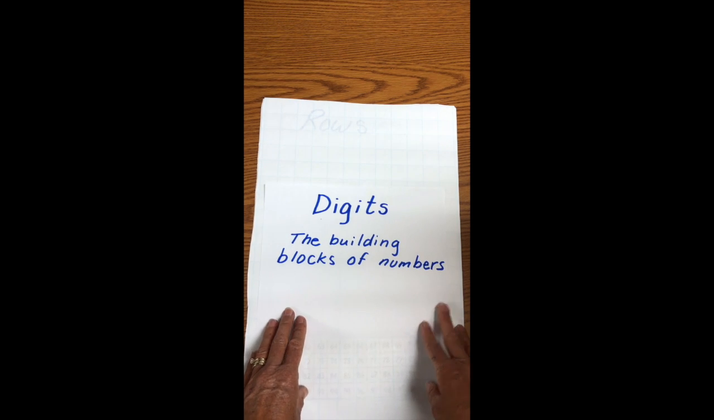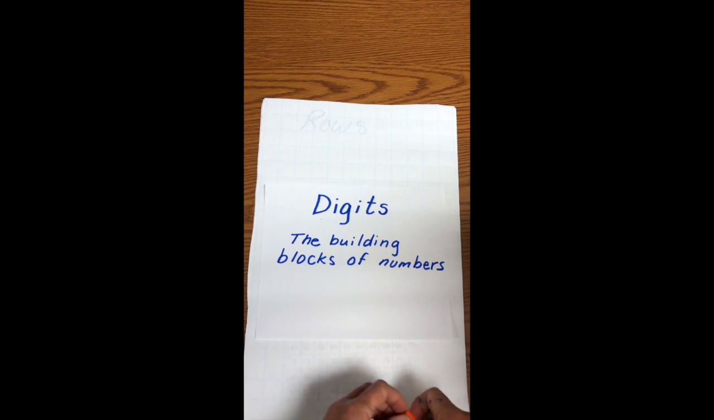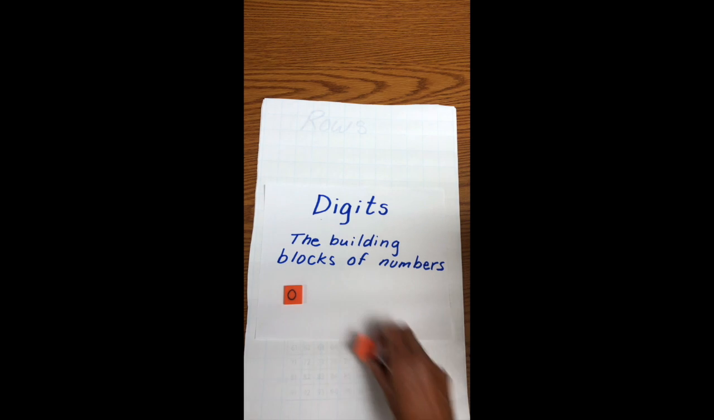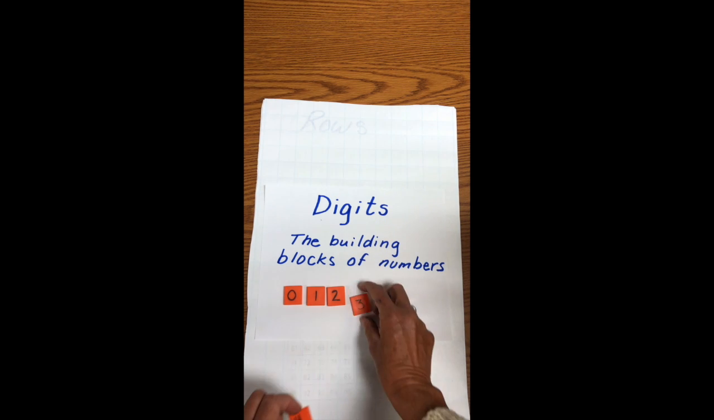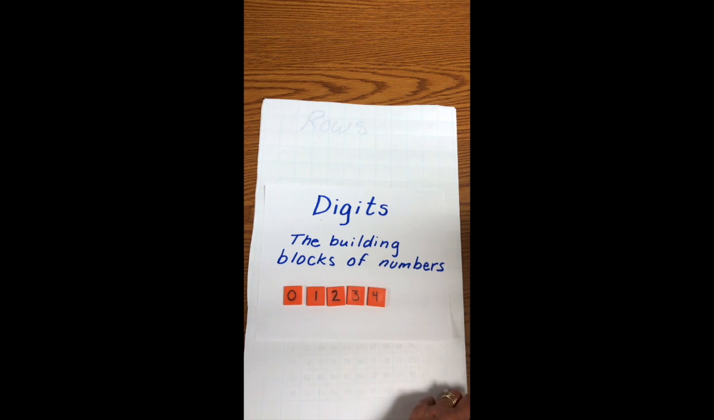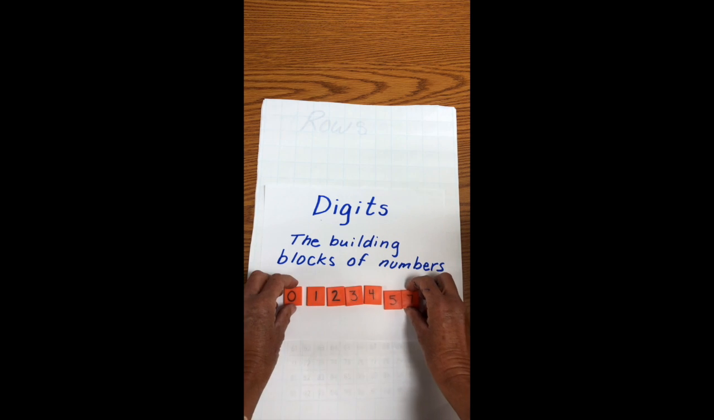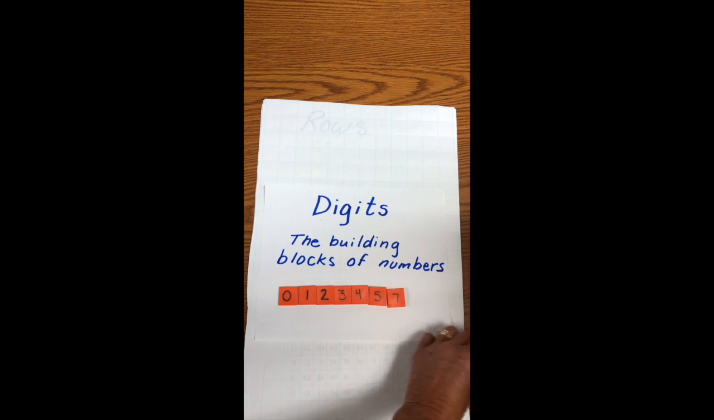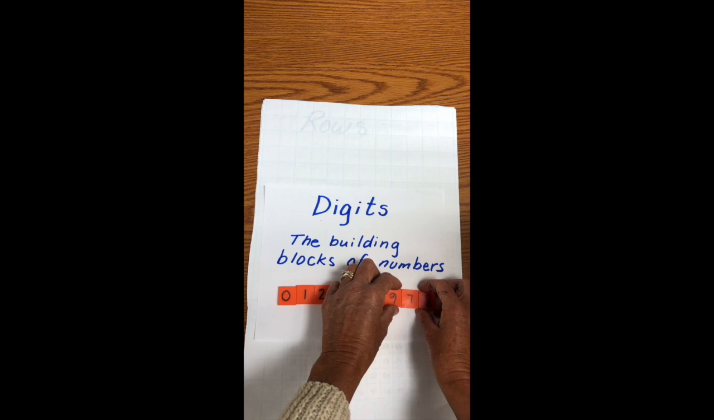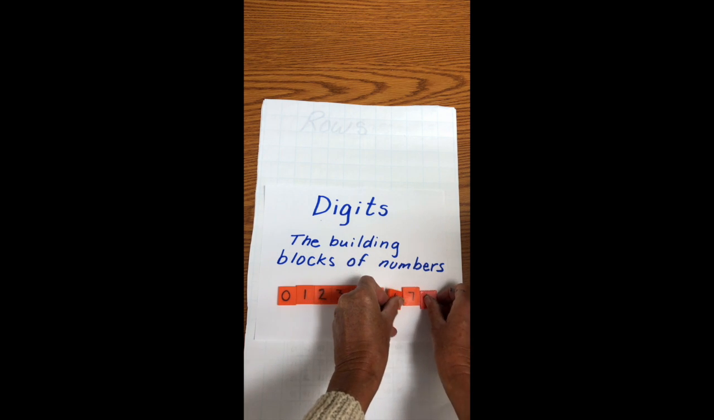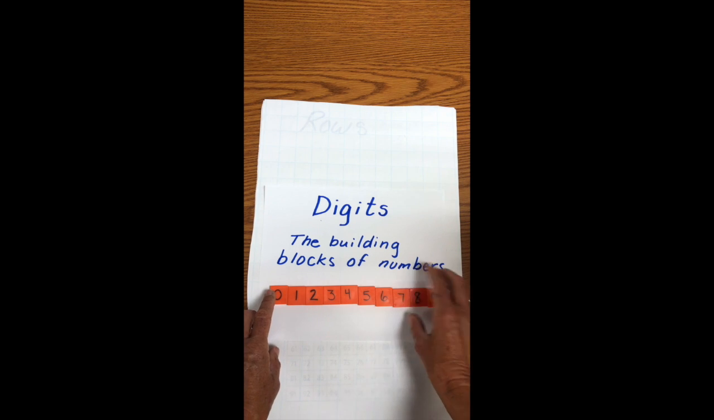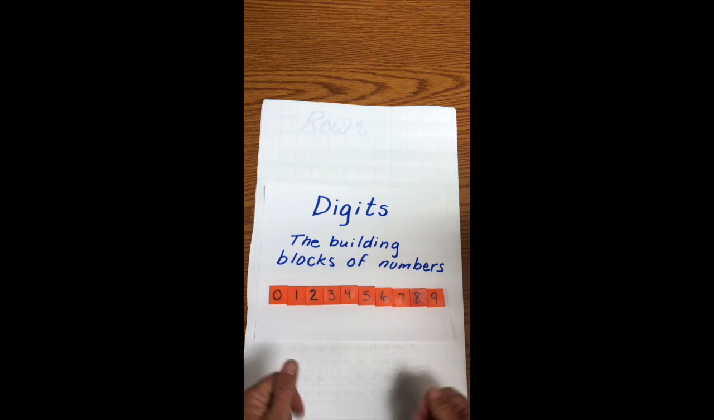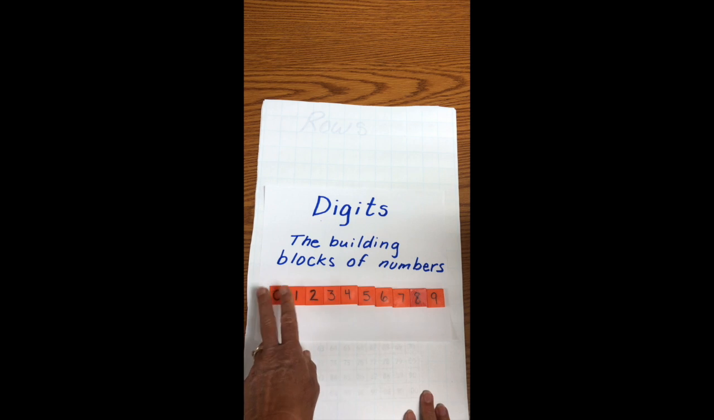And digits are the building blocks of numbers. If I had some tiles with digits on them, and I like to think of numbers as made of tiles. So here are all the digits that we have in our number system, 0 through 9. Whoops, I forgot 6. Upside down, 8, 9. All right. So with these building blocks or these tiles, I can make any number I want. So these are all digits.